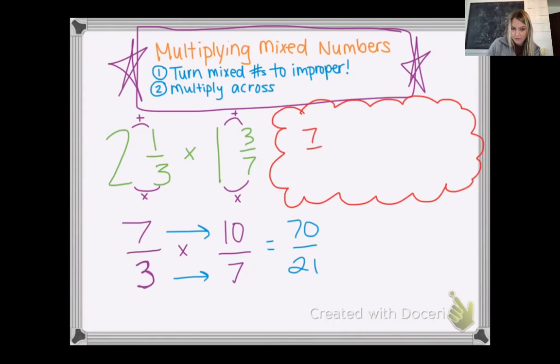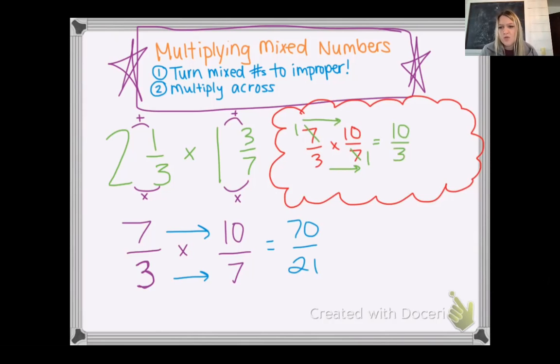So 7 over 3 times 10 over 7. So what I see is, oh, 7 goes into 7 once, 7 goes into 7 once. So what I'm doing is I'm simplifying those 7s by 7. Now, when I multiply straight across, 1 times 10 is 10. 3 times 1 is 3.